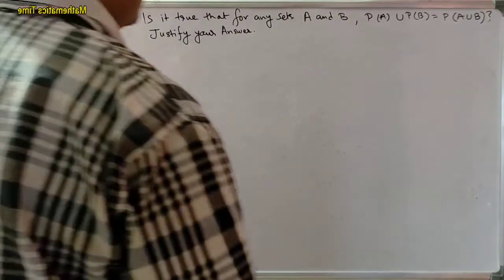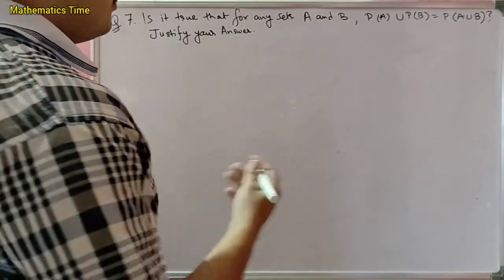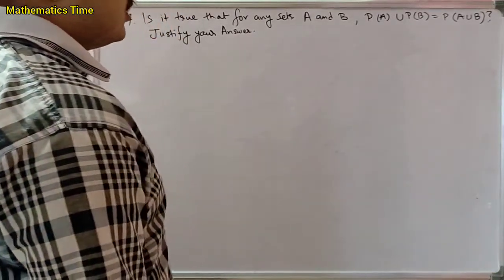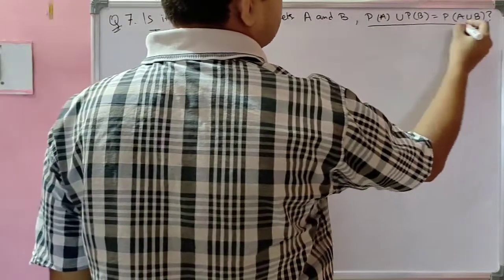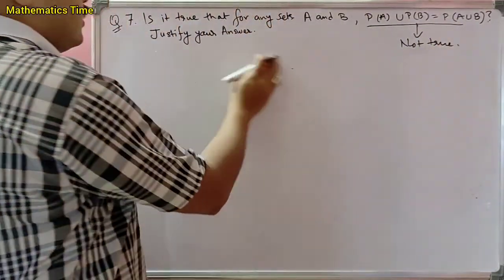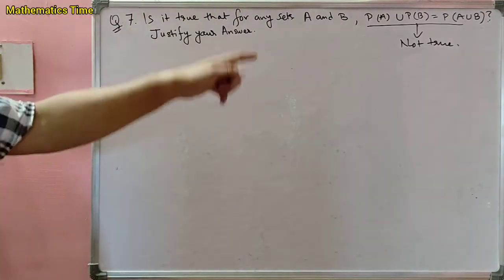So is it true for any sets A and B, power set of A union power set of B equal to power set of A union B? Is it true? This statement for any set is not true. Okay, this is not true. So we have to justify our answer. Okay, this statement is not true.